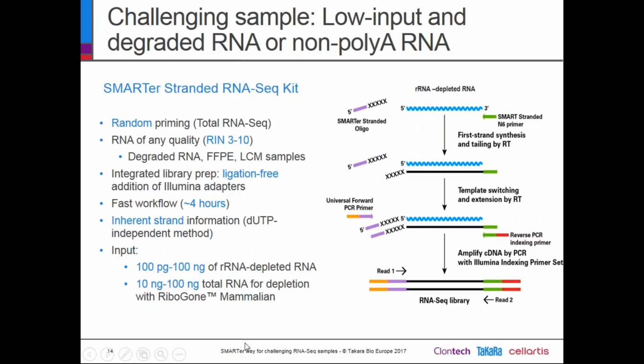At Takara, we have a product for doing that from mammalian samples, which is called RiboGone. And this RiboGone is compatible with as low as 10 nanogram of total RNA. If you are working with other species and you are using other methods to deplete your ribosomal RNA, you can use directly the SMARTer Stranded RNA-Seq kit. In that case, the input is very low. With as low as 100 picogram of depleted material, you can start.